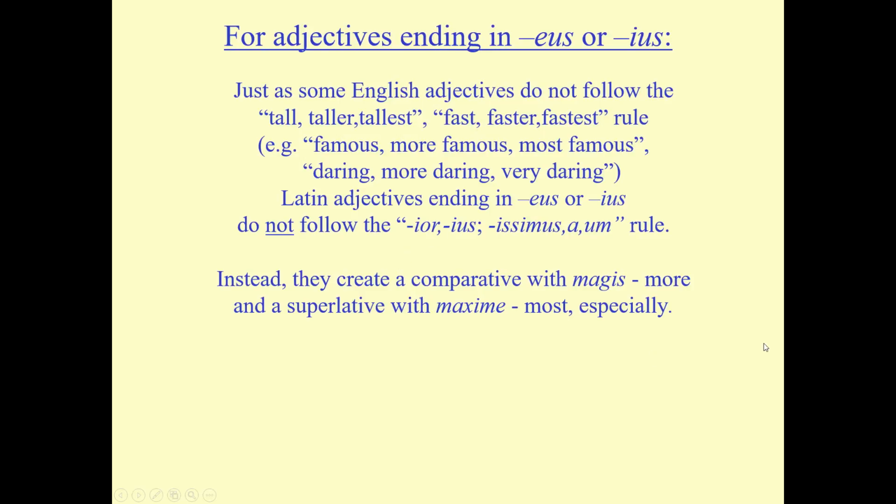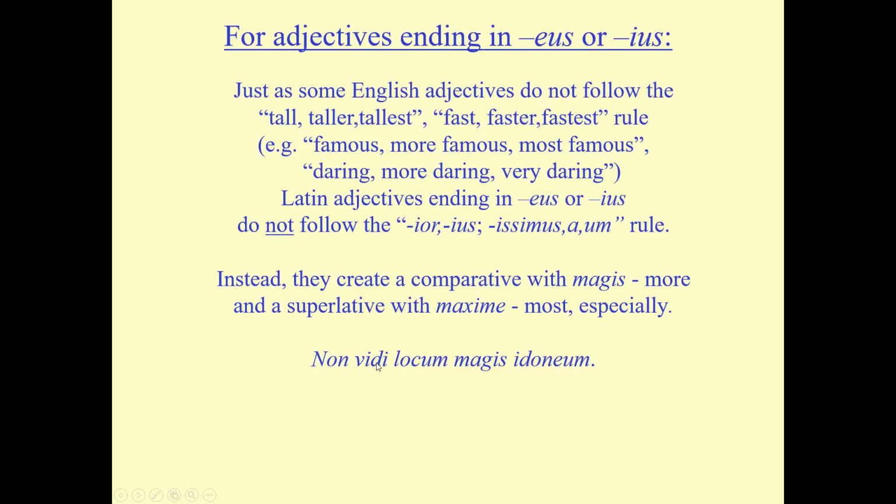Now, which adjective does this apply to? One of them is a word we learned yesterday. Actually, I think we learned both of them yesterday, which is idoneus. Idoneus means suitable, okay? Now, if this were a regular adjective, you would expect the comparative to be something like idonior or something like that. But again, not regular. If it ends in EUS, it follows this rule, or if it's an adjective that ends in IUS, it follows this rule. Here's the 2 instances.